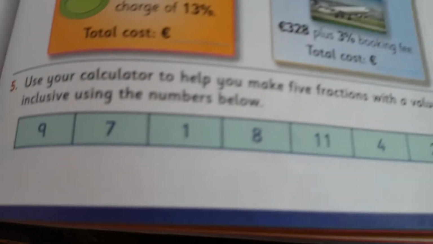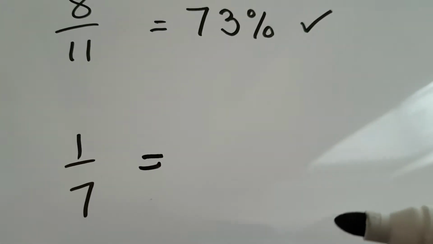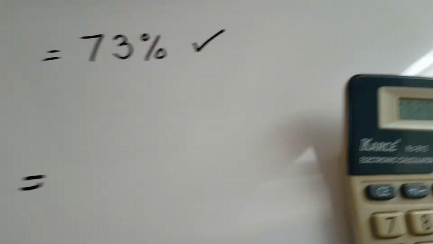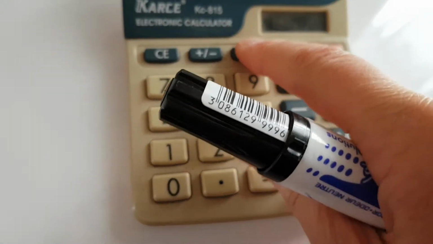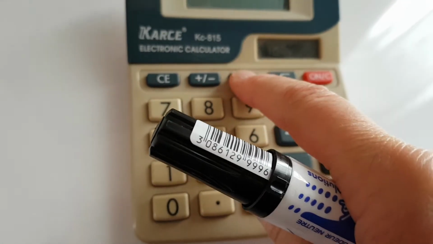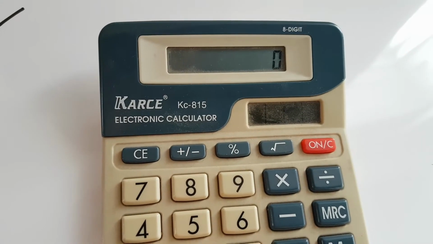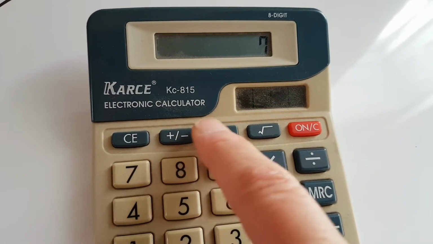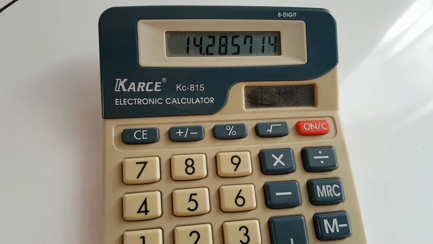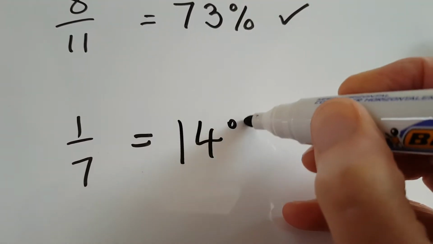What if I choose 1/7? There's 1 and 7. Okay, I don't think 1/7 is going to be big enough because it's way less than 50%, so that wasn't a good choice. If I want to test it, 1 divided by 7. Hang on, that didn't work. 1 divided by 7. Well, that's only 14%. So that one doesn't fit within the parameters of this question.